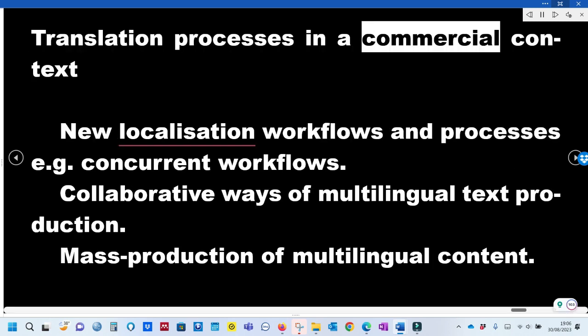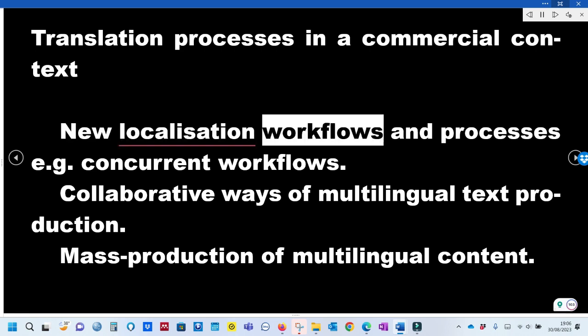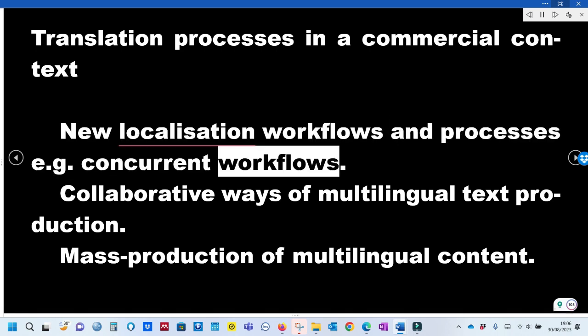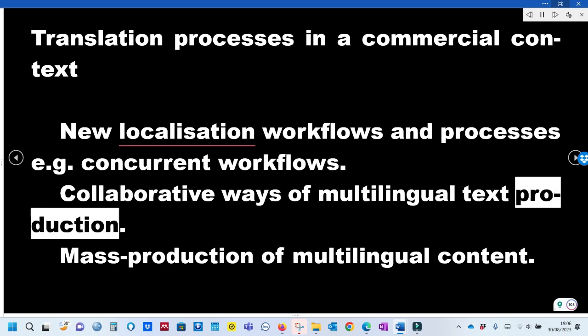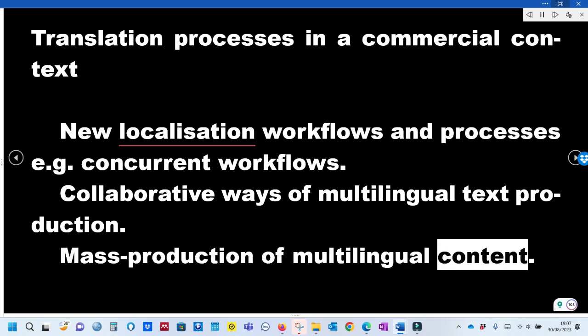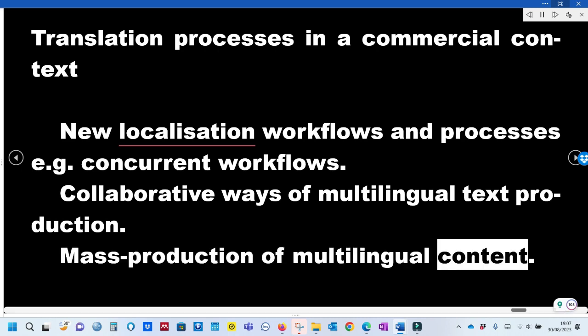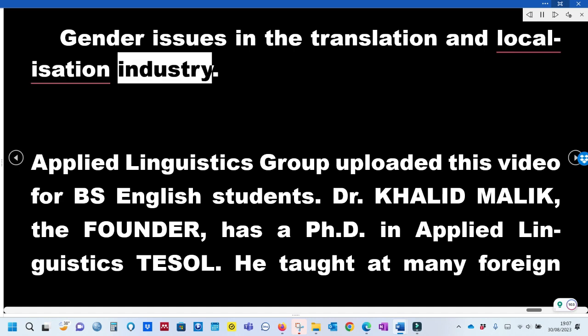Translation processes in a commercial context. New localization workflows and processes, e.g. concurrent workflows. Collaborative ways of multilingual text production. Mass production of multilingual content. Gender issues in the translation and localization industry.